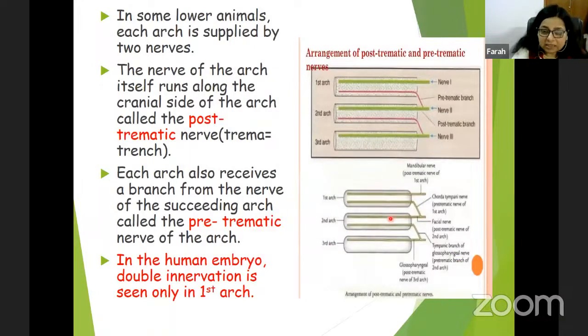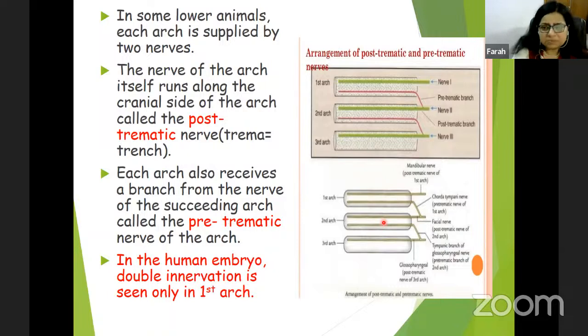Now there is one term, post-trematic and pre-trematic nerve of that particular arch. Each arch has a pre-trematic nerve and a post-trematic nerve. So if you see here, this is the first arch, second arch, third arch, right? They are from cranial to caudal. The arrangement is from cranial to caudal in the form of first, second, third, fourth, and finally sixth arch. The nerve of that particular arch itself is the post-trematic nerve, and the nerve which is borrowed from the successive arch is the pre-trematic nerve.